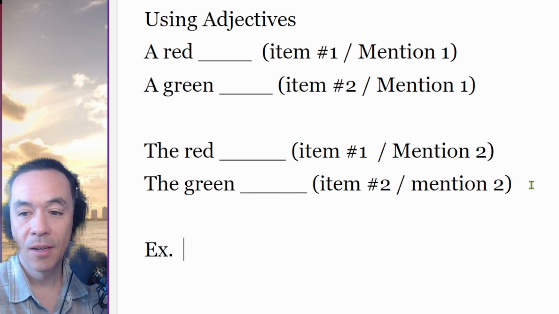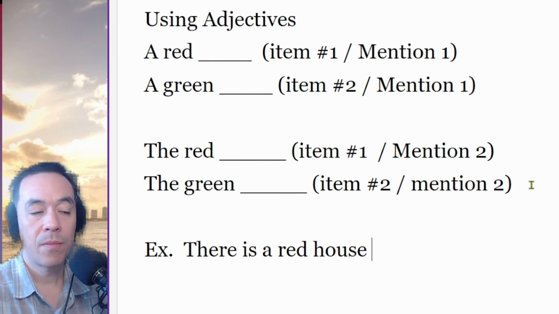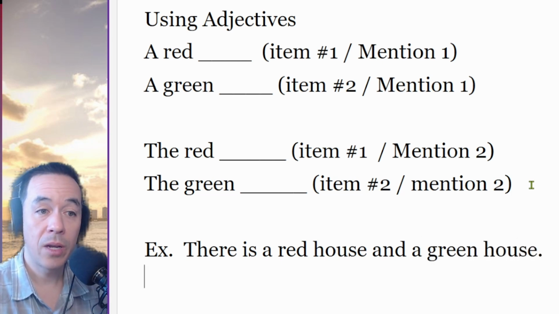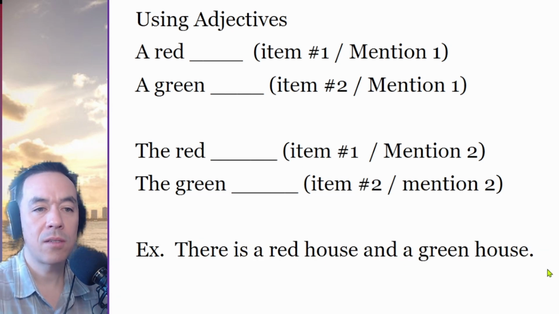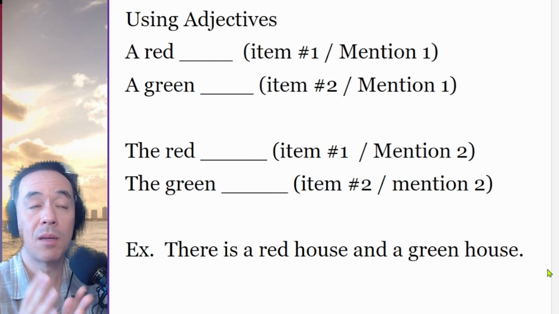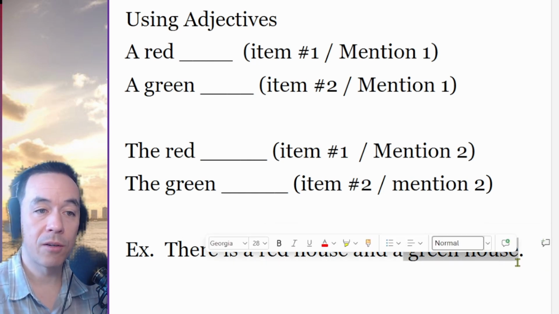Okay, so now let's try to make a sentence. Let's say very simply, there is a red house and a green house. Okay, simple. There's two houses. There is a red house. There is a green house. Now let's see. This is mention number one. I'm introducing it to you. I'm telling you first time, a red and a green.